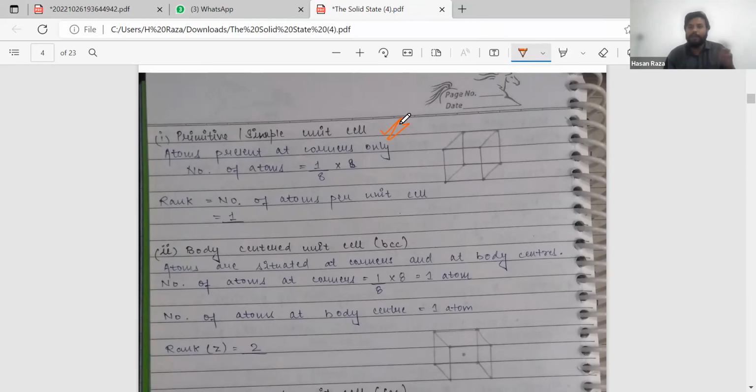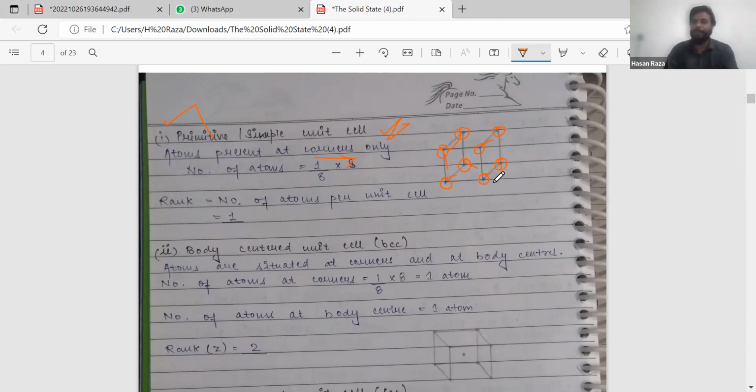And since we have only cubic in our syllabus, we will only think about this right now. So what is primitive unit cell? Atoms are present at corners only. So if I ask you, if you have a cube and all atoms are present at corners only, how many atoms are present in this cube? Can you tell me? It will be eight. Yeah.